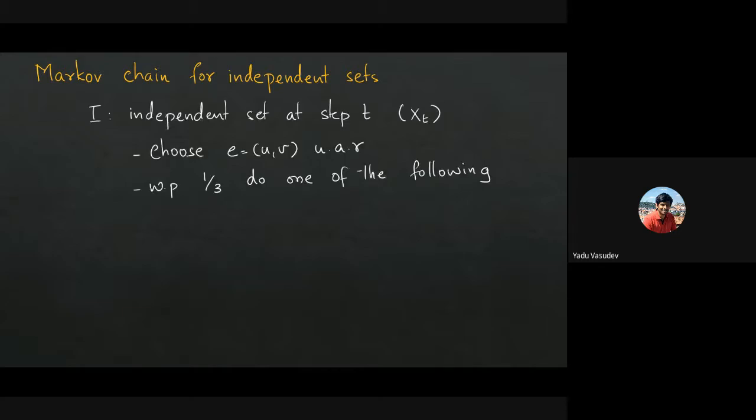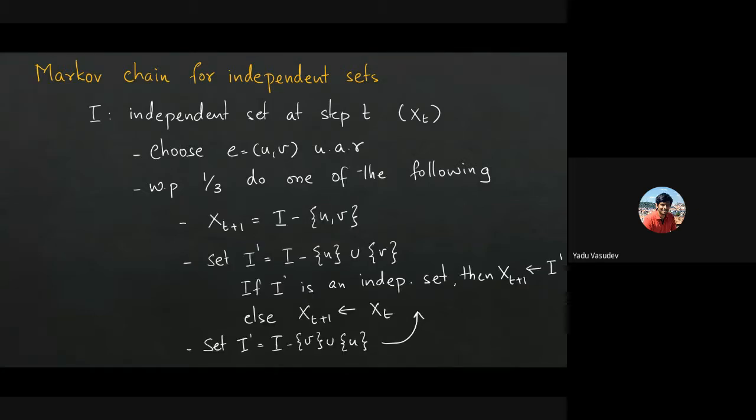Okay, so let's start with an independent set. Let's say at step t, the state xt corresponds to this independent set I. Now the Markov chain proceeds as follows. It is going to choose an edge uniformly at random, and then it's going to do one of 3 things with equal probability on that edge. First you sample the edge uniformly at random. Then once you get that edge, you will toss a coin. There are 3 possibilities. With probability 1/3, you will do one of these 3 things. Okay, so what are the 3 things?